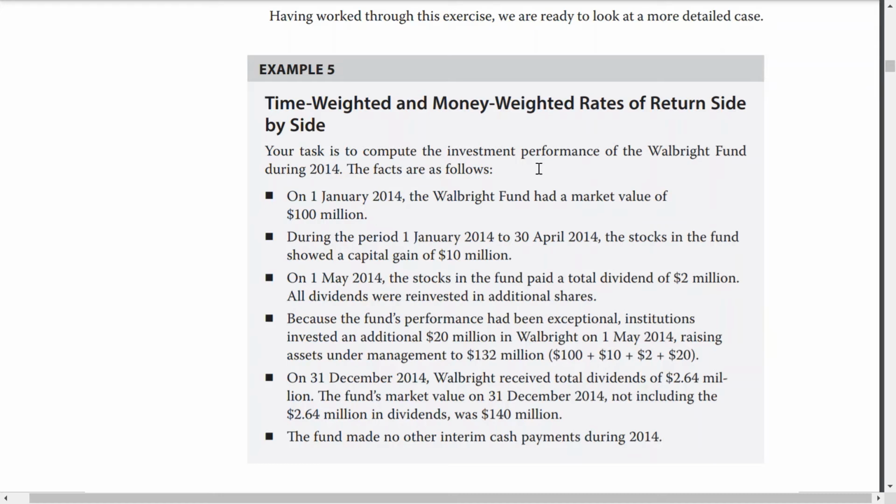Because the fund's performance has been exceptional, institutions invested an additional $20 million in Wellbright on 1st of May 2014, raising assets under management to 132 million, which is 100 plus 10 plus 2 plus 20. Oh, yeah. 100 plus 10 plus 2 plus 20 is 132.